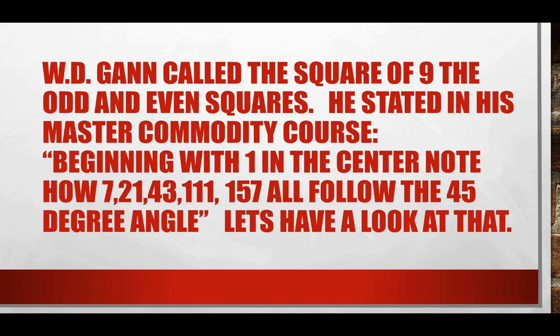W D Gann called the square of 9 the odd and even squares. That's what he referred to it as. He stated in his Master Commodity course, beginning with 1 in the center, note how 7, 21, 43, 111, 157 all follow the 45-degree angle. Okay, let's look at that.